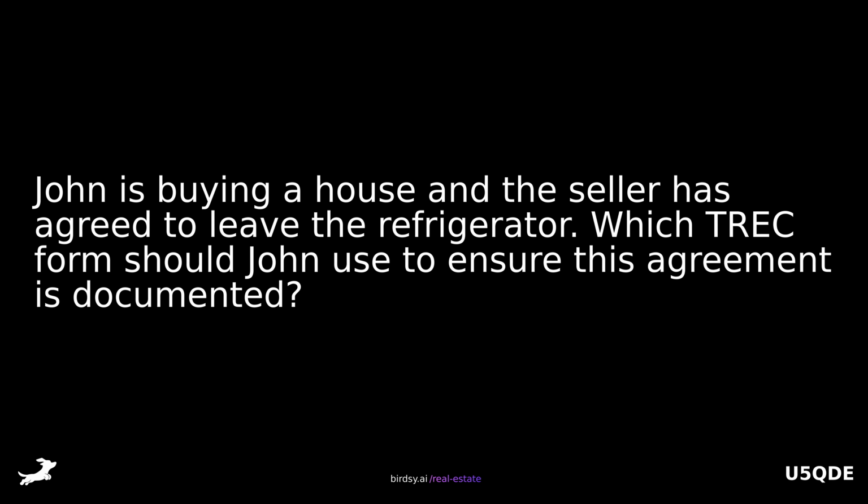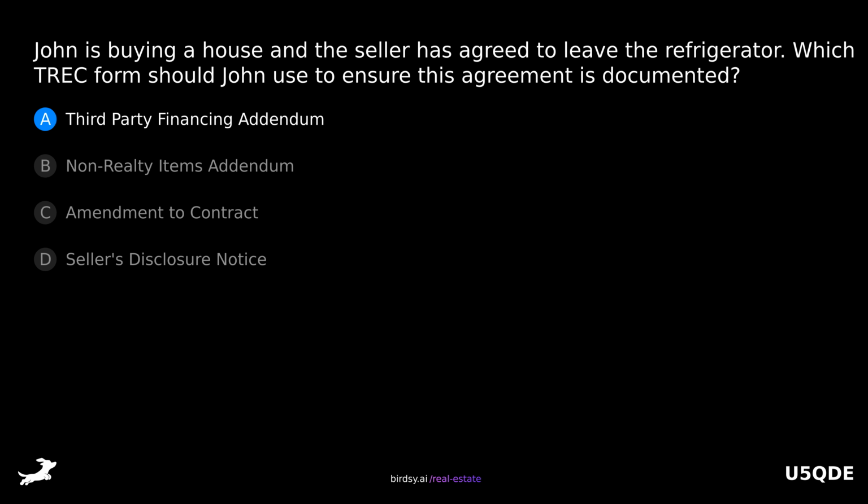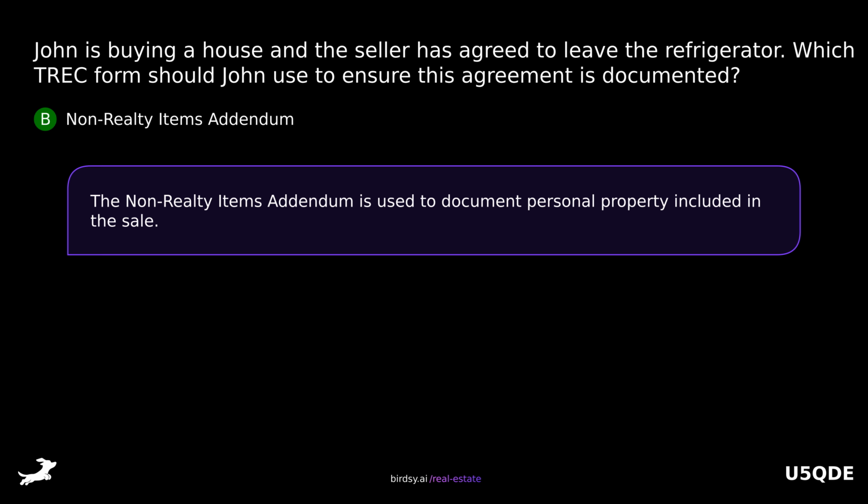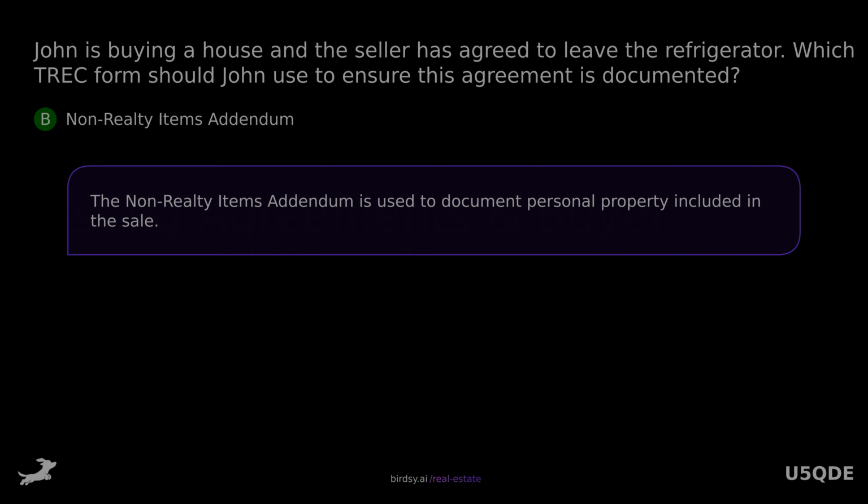John is buying a house and the seller has agreed to leave the refrigerator. Which TREC form should John use to ensure this agreement is documented? Is it A, third-party financing addendum, B, non-realty items addendum, C, amendment to contract, or D, seller's disclosure notice? The answer is B, non-realty items addendum. The non-realty items addendum is used to document personal property included in the sale.